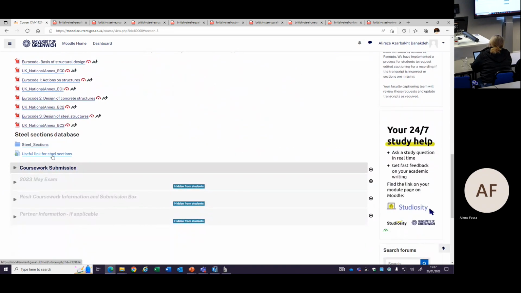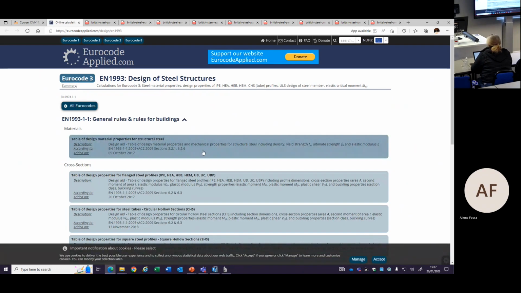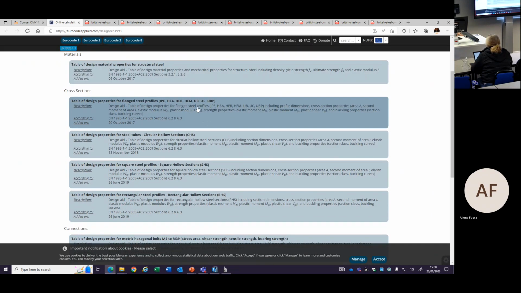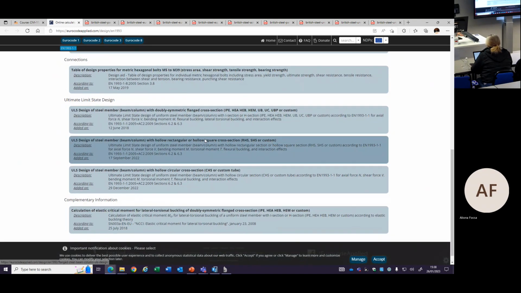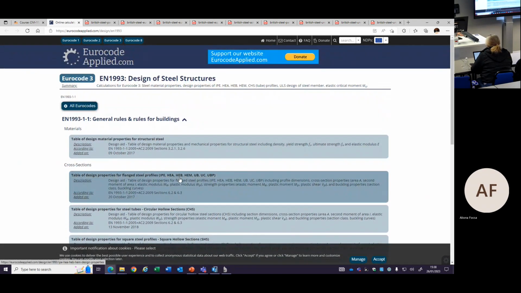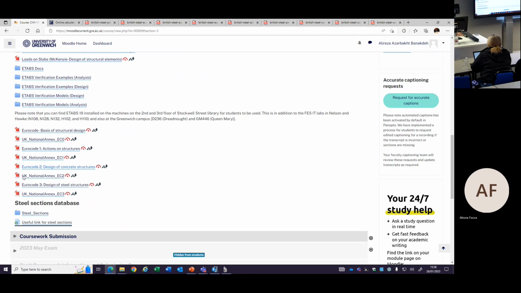Also, I put this link here for you to take a look at europeanapplied.com. It's a good website to see different properties of different steel sections. It's something similar to what I said about different profiles and steel sections, to see which one has what properties and where they use it. It's a good website to use along with Eurocode 3, so you will have the necessary codes here and the steel section properties.